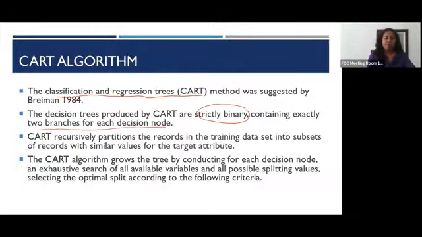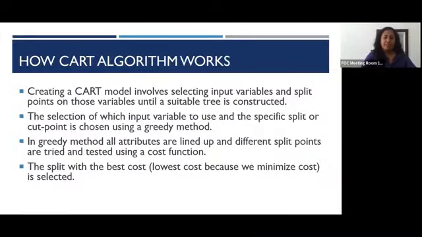Okay. Right. Now here it says the CART algorithm grows the tree by conducting, for each decision node, an exhaustive search of all available variables and all possible splitting values, selecting an optimal split according to the following criteria. What is this? I will explain when you go to the next slide also.